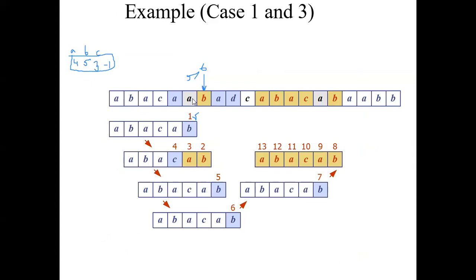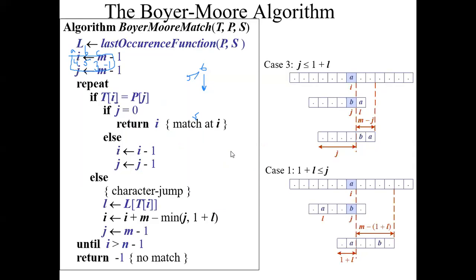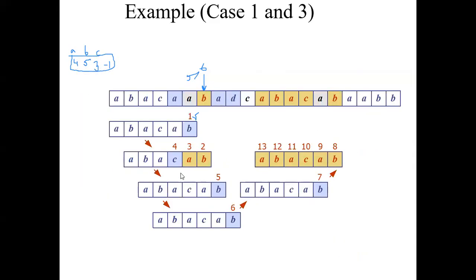हमने I को एक decrement किया, J को एक decrement किया, I को एक decrement किया, J को एक decrement किया. This is a mismatch. Fine. Mismatch कहाँ पे हो रहा है? Again A पर हो रहा है. तो value from the failure function table is 4. ठीक है. And the current value of I is 0, 1, 2, 3, 4. The current value of J is 4.